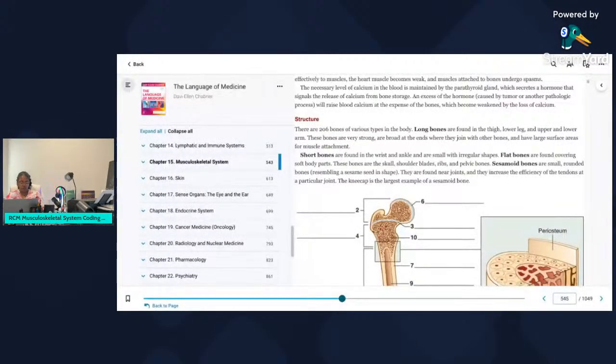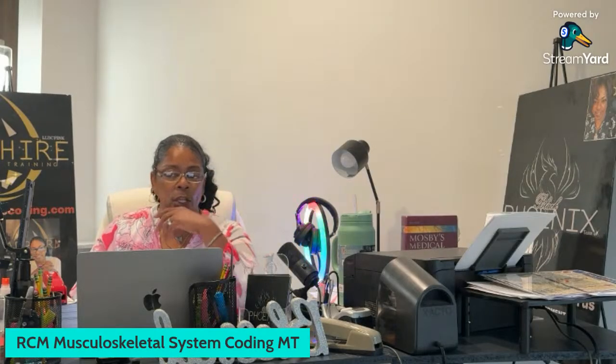I don't know if you guys can see those things when they pop up. There are 206 bones of various types in the body. And we talked about some of those bones, those long bones. We talked about those flat bones. So there are 206 bones of various types in the body. Long bones are found in the thigh, lower leg, and upper and lower arm.